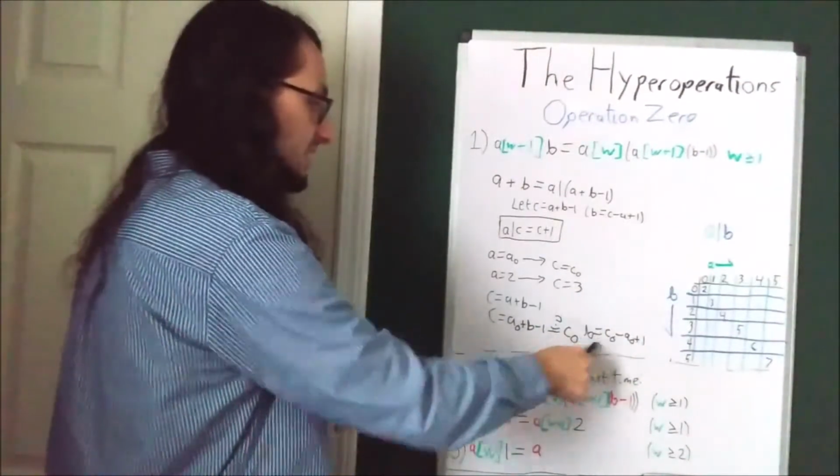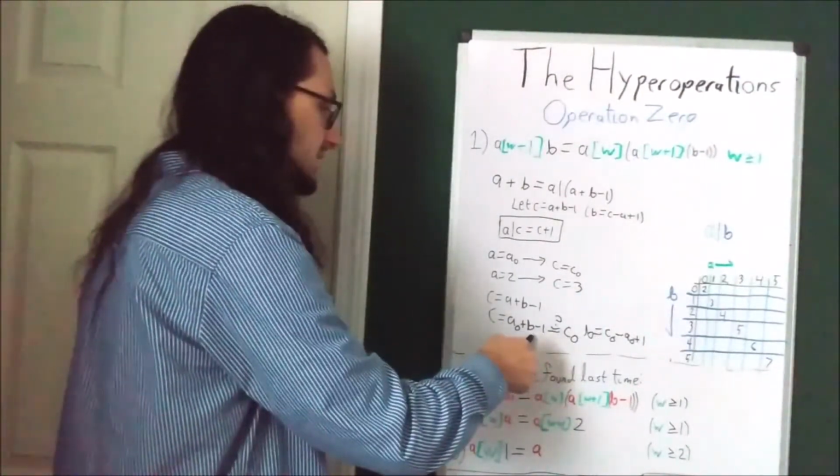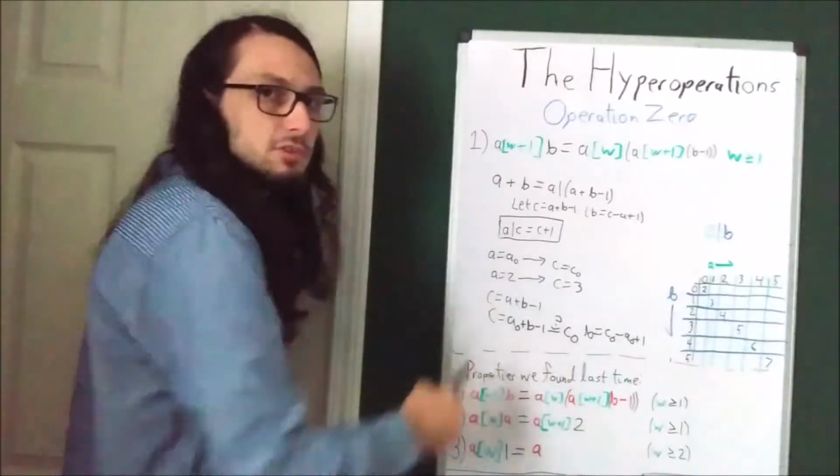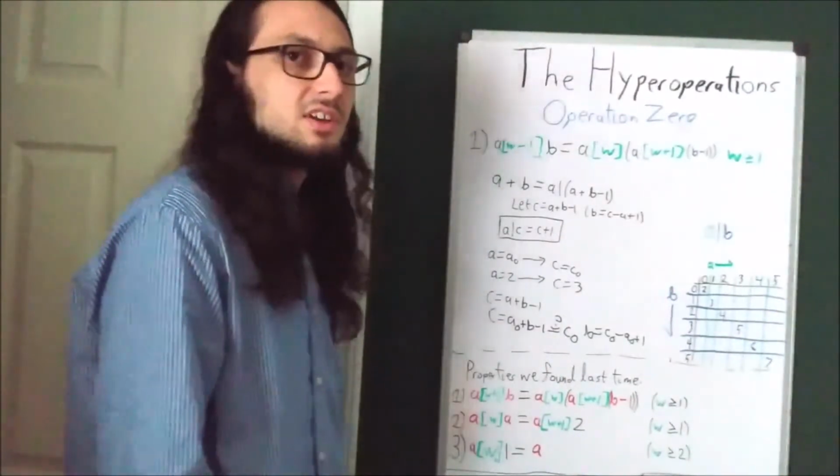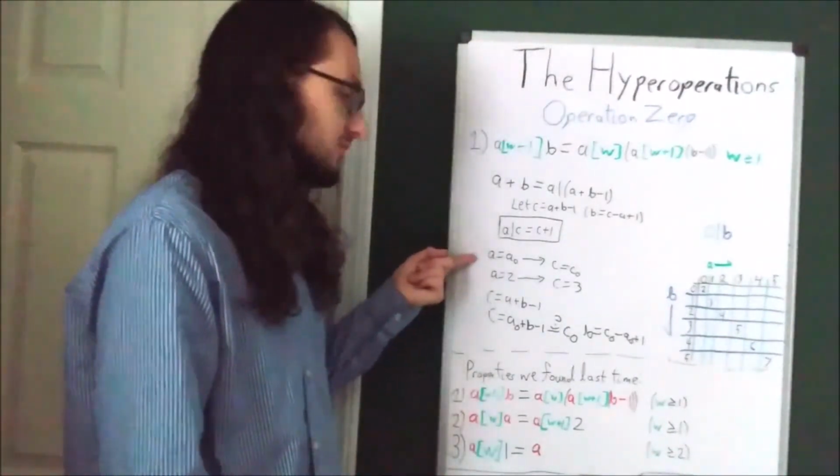So if we plug that into this equation, the a naughts will cancel out and the 1s will cancel out, and c will equal c naught. So indeed, no matter what value we choose for a, we can get c.